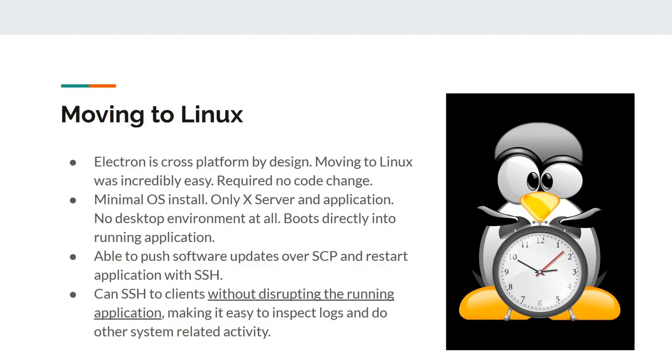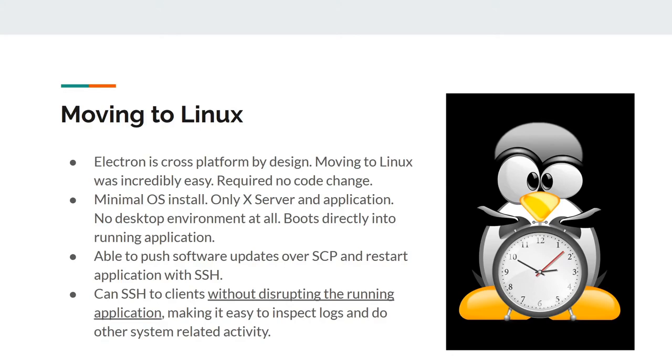and it was really pretty easy to get the application moved over because Electron is cross-platform by design. So I did one just to see if I could do it, and it worked out pretty well. And what I did was just a minimal OS install. I did Ubuntu with like nothing, you know, the minimum install. And then I installed the X server without a desktop environment. So it's just minimal X11. And then that in turn boots up the application. So the application boots directly, and that's it.